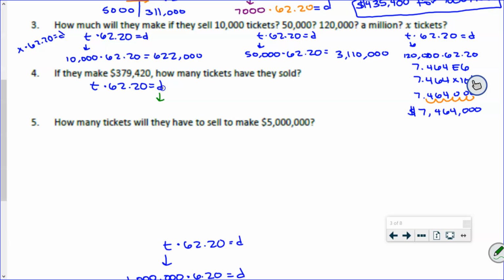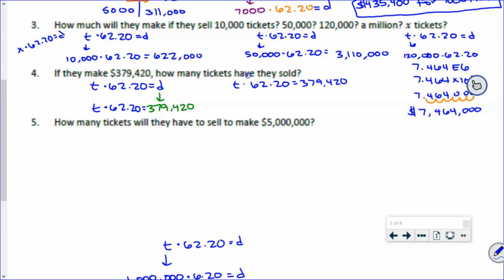So I'm switching out that D for dollars to the number given, the $379,420. But I'm keeping the rest of that equation. So T times our 6220 is equal to $379,420. So what is our strategy now? It's exactly what Peyton said, but why is our strategy to divide?